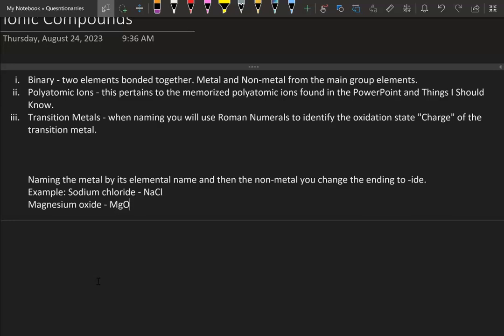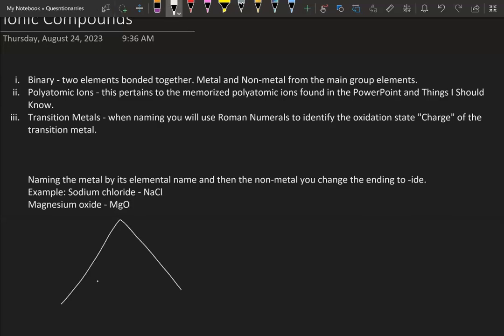So keep in mind that when you are working these, you make sure you go back and you look at the mountain. The mountain helps you to figure out the charges. 1A is plus 1, 2A is plus 2, 3A is plus 3, 4A is plus or minus 4, 5A is minus 3, 6A is minus 2, and 7A is minus 1. So you go 1, 2, 3, 4, 3, 2, 1. So it's like an arpeggio. And so, again, this is something that you can utilize throughout this course, and especially right now as you're working and practicing those, writing the formulas from the names.